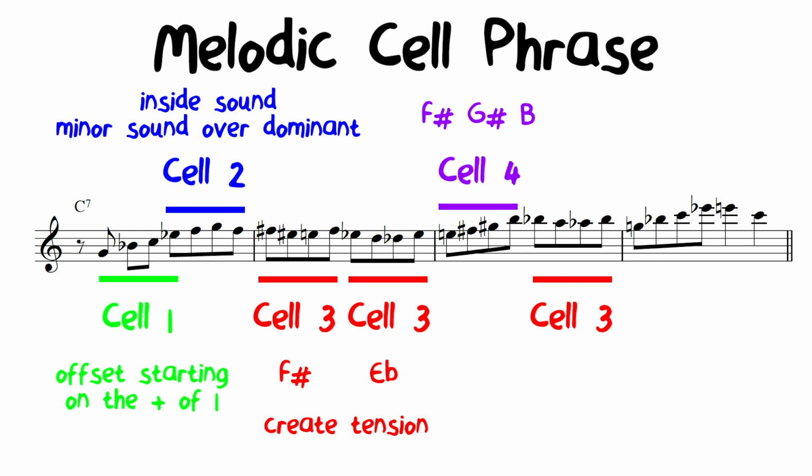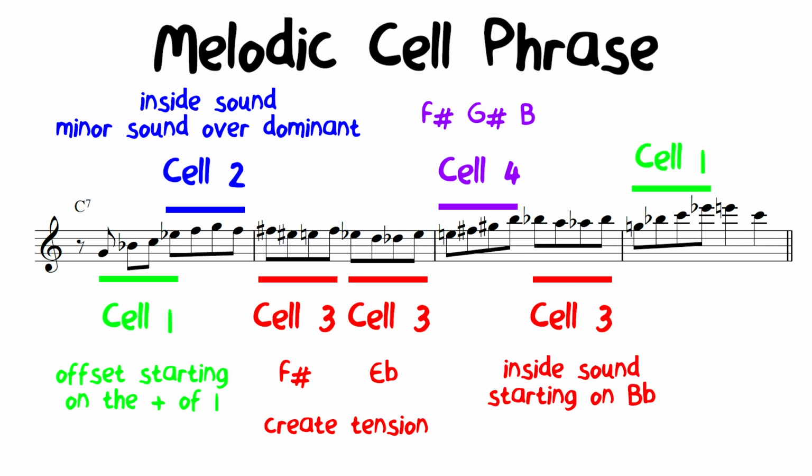Then we'll play cell 3 again from B flat, which will sound a bit more inside. Then we resolve again with that very first cell that we played, cell 1, and it's going to be played in that same area. It's going to be played inside. And then the very last 2 notes of this phrase are just the third and the root as a way to resolve in C7.